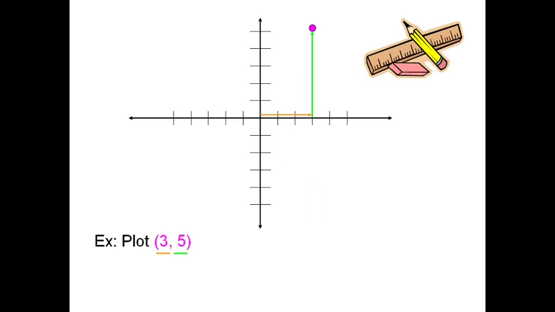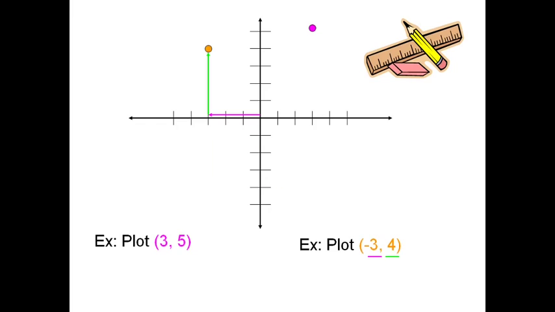We can take one more example: (-3, 4). So the x coordinate is negative 3. So I'll move 3 units to the left like this. And since my y coordinate is positive 4, I'll move 4 units in the upward direction like this.